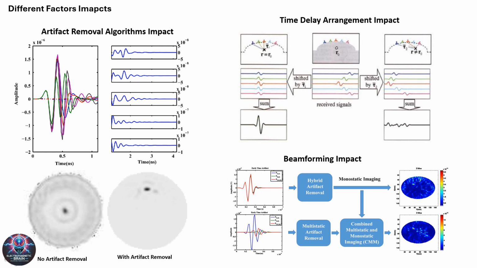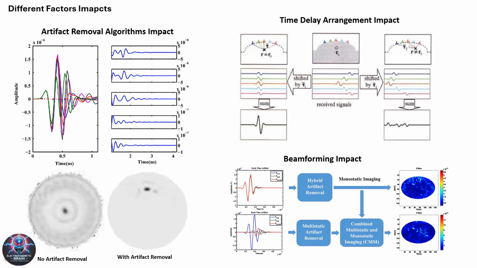Additionally, monostatic imaging, where a single antenna acts as both the transmitter and receiver, is included in the process. Finally, the workflow converges in the combined multistatic and monostatic imaging (CMM) approach, where both techniques are utilized together to enhance the final image. The images shown to the right of this workflow demonstrate the success of these methods, with improved clarity and resolution in the final image.